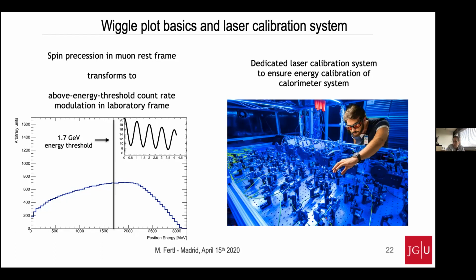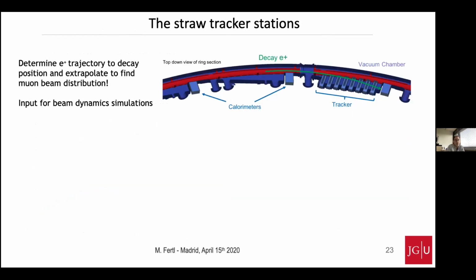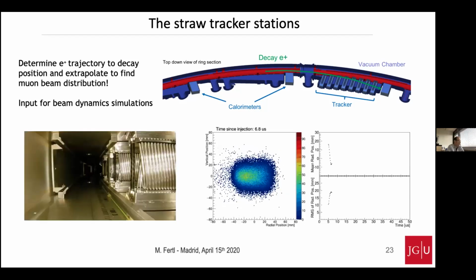To actually learn more about the dynamics of the muon beam, we employ the so-called straw tracker stations. And you can see here a cut of a model. In front of 2 of our calorimeter stations, we have 8 modules of straw trackers. And with these ones, we can actually reconstruct the flight paths of the decay positrons. And with this information, we can then feed extensive beam dynamic simulations to understand how the beam actually moves around the whole storage ring.